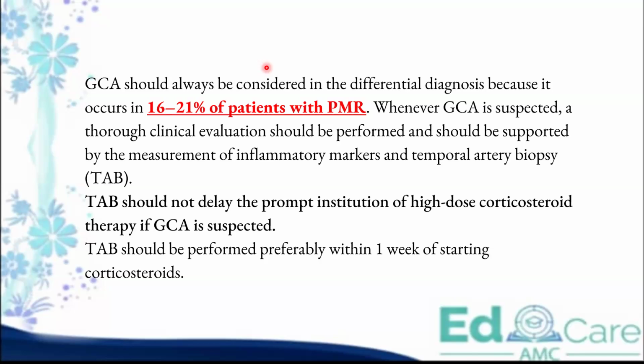Commonly, AMC asks questions on giant cell arteritis using PMR as the background. They will give you a full picture of polymyalgia rheumatica and then tell you the patient has some temporal artery headache or blurred vision, right? So then your diagnosis should quickly change there.